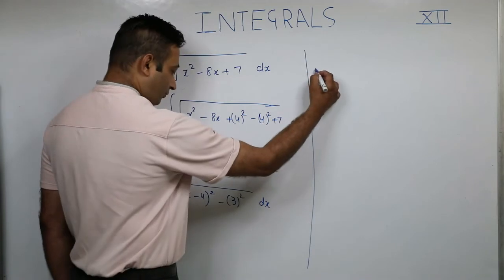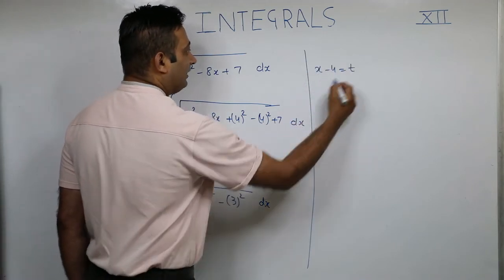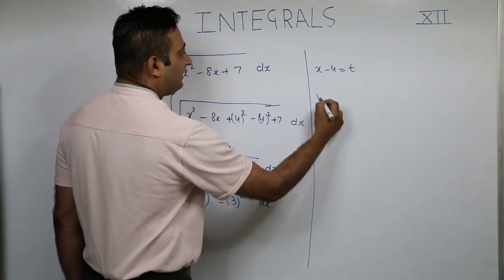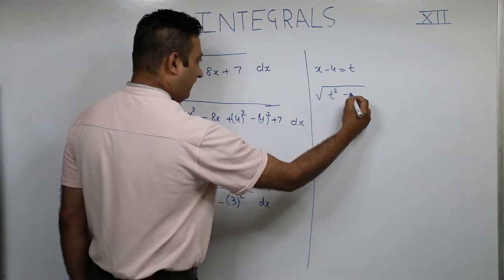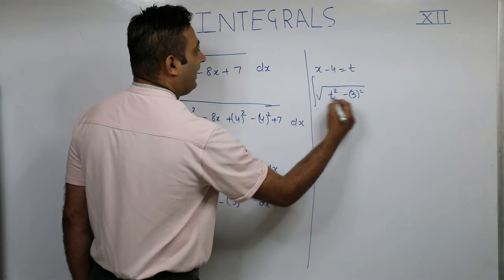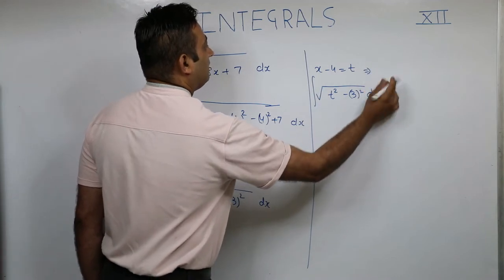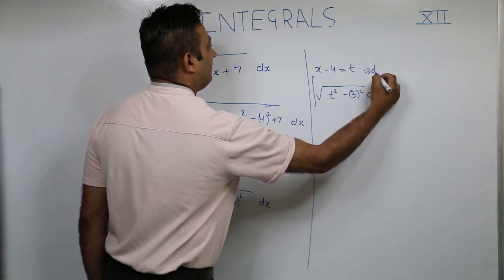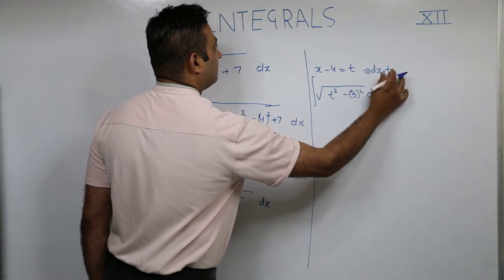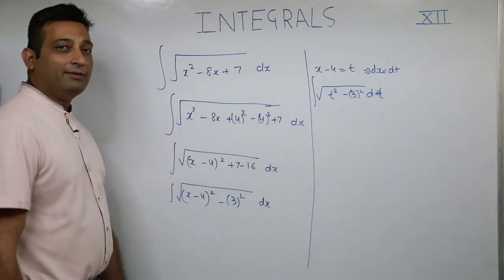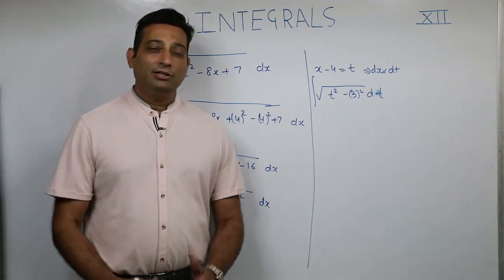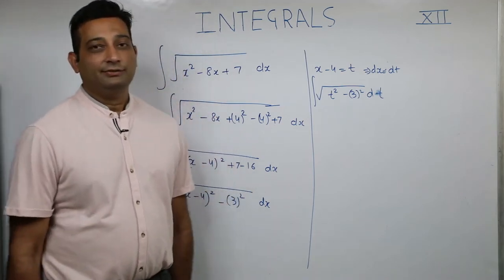We will substitute x minus 4 as t to get the standard form under root t square minus 3 square. That means dx was replaced with dt, and the standard form is comparable with the standard under root x square minus a square.